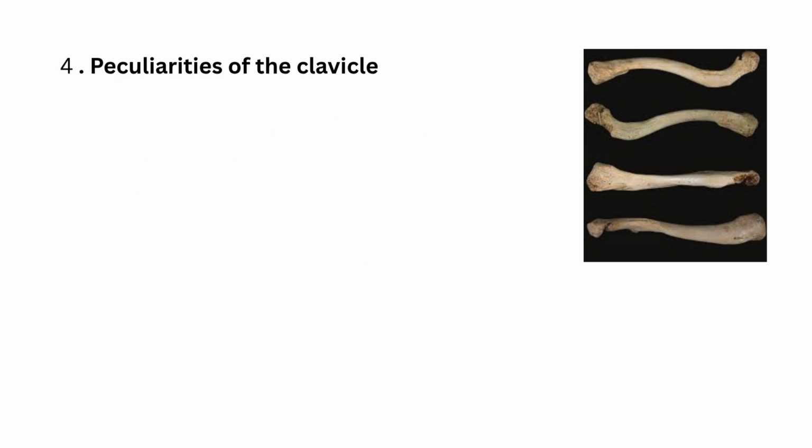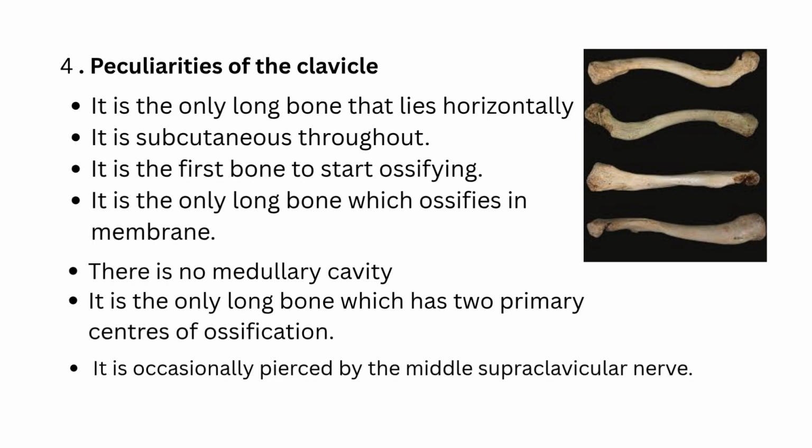Peculiarities of the clavicle. It is the only long bone that lies horizontally. It is subcutaneous throughout. It is the first bone to start ossifying. It is the only long bone which ossifies in membrane. There is no medullary cavity. It is the only long bone which has two primary centers of ossification. It is occasionally pierced by the middle supraclavicular nerve.